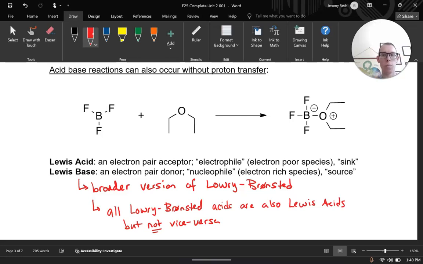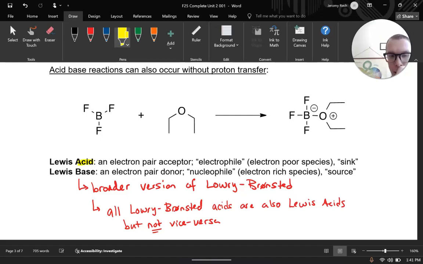Lewis is super big and broad, and then Lowry-Bronsted is narrower, and then Arrhenius is even more narrow. So this is the biggest, most all-inclusive version of a definition of an acid and a base. And you can actually get reactions which are acid-base where no hydrogens or protons are involved at all. So in terms of our definitions, this is going to introduce two really important new terms.